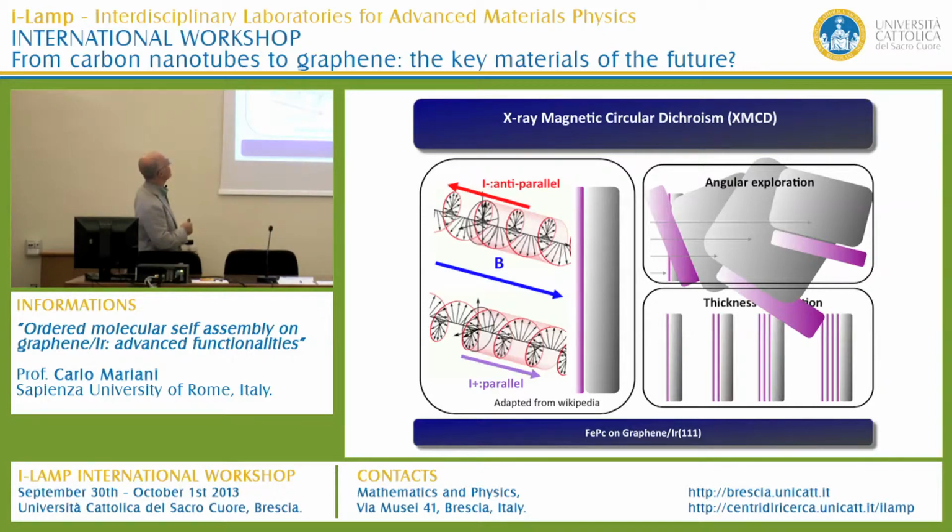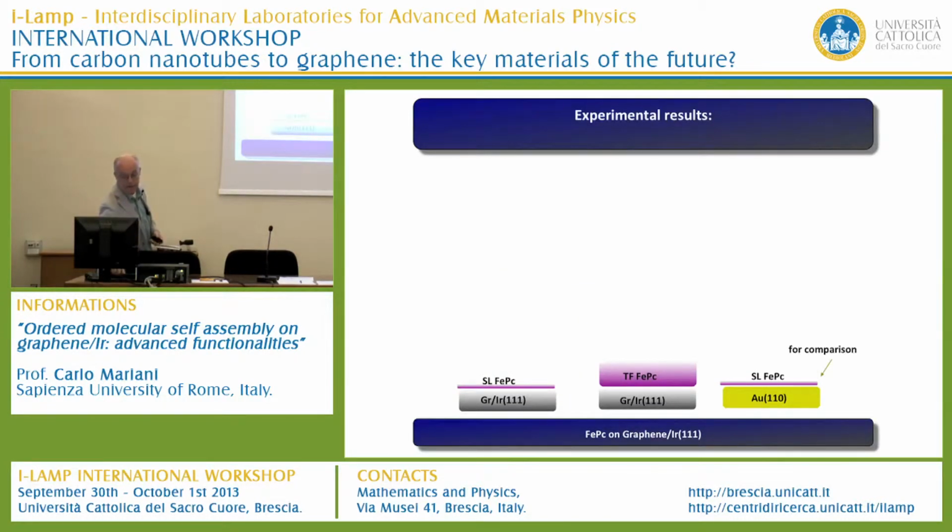So we have an experiment performed with the circular polarization, either parallel or anti-parallel to the applied magnetic field. And in these conditions, if the system is magnetic, you get a dichroism. And we do the experiment by analyzing all the orientations, from, let's say, parallel to the surface to normal to the surface, to see whether there is a magnetic anisotropy.